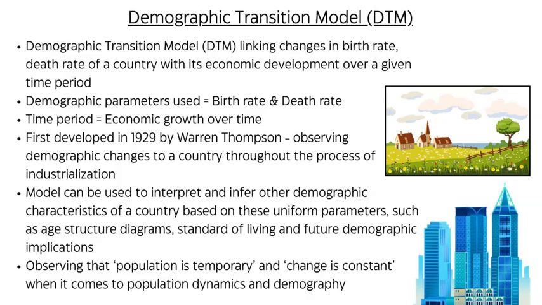But in 1929, Warren Thompson developed this model looking at a country's industrialization over time and what happened to the birth rate and death rate during this industrialization, and how these two very simple demographic factors of a country can indicate a great deal of information regarding the current or present situation in that country and the future implications of industrialization and the changes to the birth and death rate in regards to various categories and characteristics of a country.